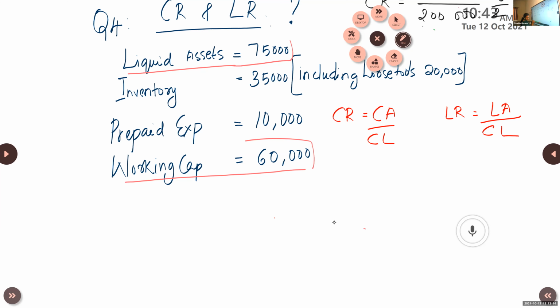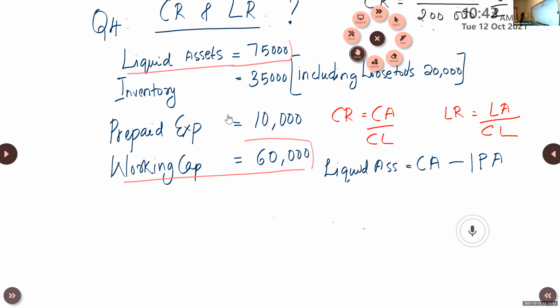Okay. So liquid asset is equal to current asset minus inventories, IPA. Yeah, inventory, prepaid expense, advance tax. Good. Liquid asset is equal to CA minus IPA. Okay, so how much is liquid asset? Liquid asset you have 75,000.